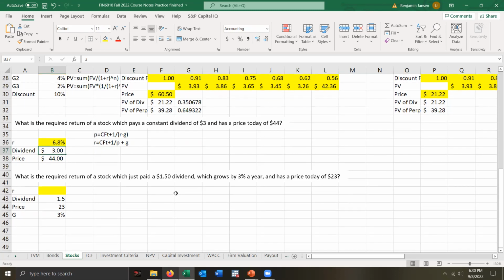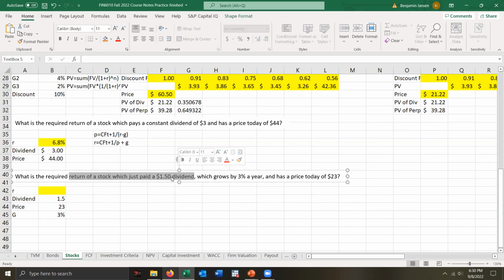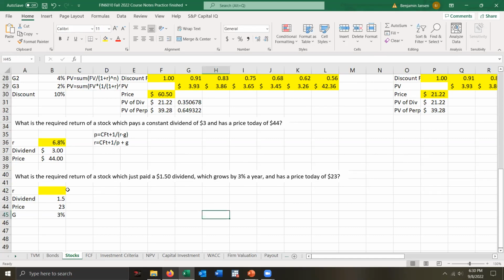All right, now let's bring in a growth rate. Let's say that a $1.50 dividend was just paid out. It's going to be growing at 3% a year. That's a price of $23. What's going to be the expected return on this?